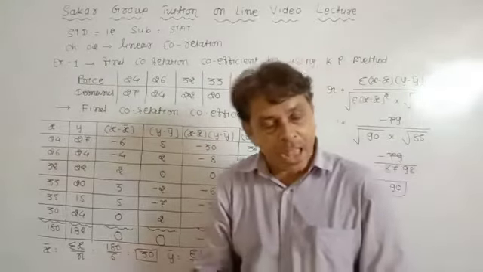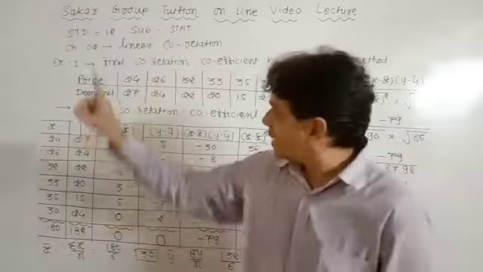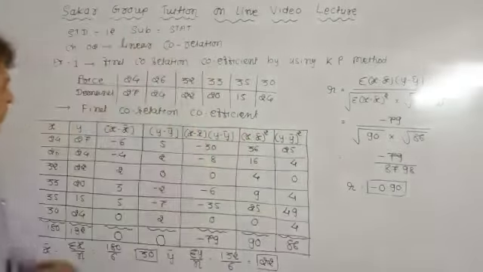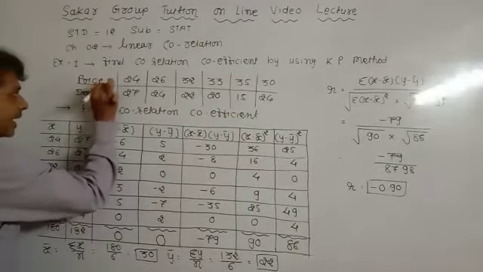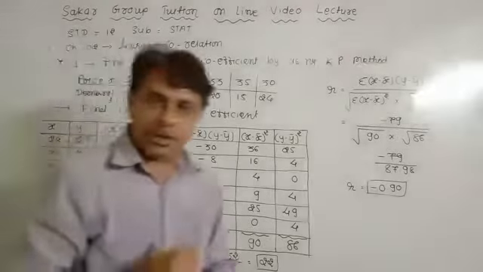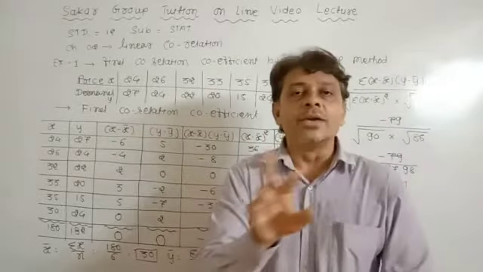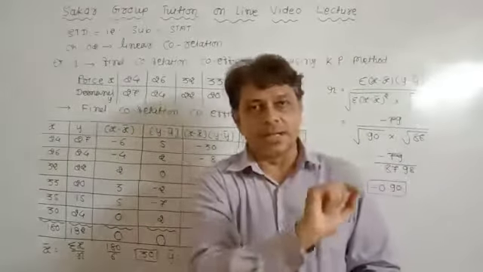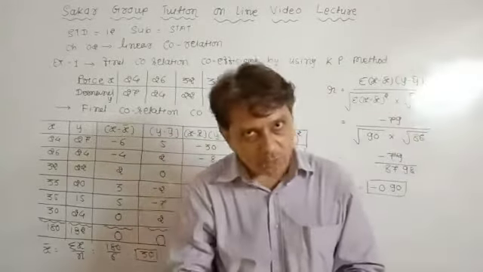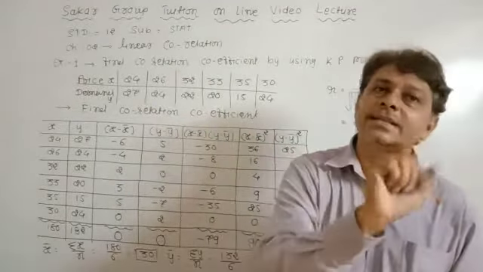Now remember one thing: when you find r and the data is given like this, price and demand, then the first information is always taken as variable X and the second information is always taken as variable Y, because the relationship is to be found by using two different variables. So whenever data is given, we have to denote the symbols: the first data is called X and the second is called Y.